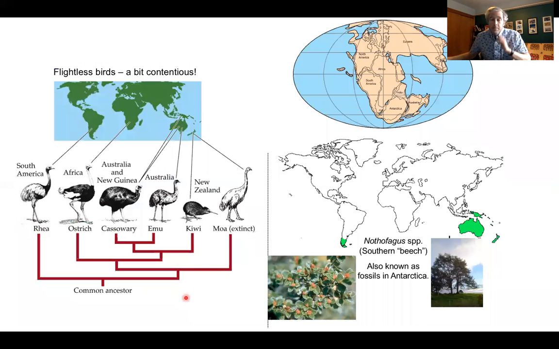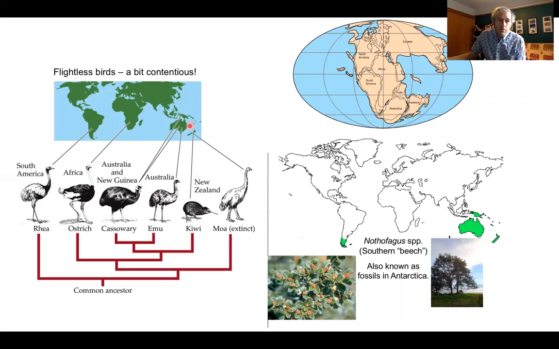We see this lots and lots of times. So one of the big ones that's still a bit contentious is flightless birds. Flightless birds are an amazing example. So flightless birds are the common ancestor. We've got the rhea that exists in South America, the ostrich that exists in Southern Africa, the cassowary that exists in Australia and New Guinea, the emu that exists in Australia, the kiwi that exists in New Zealand, and the moa that's extinct but also lived in New Zealand. All of these flightless birds live in the southern hemisphere. There are no large northern hemisphere flightless birds.